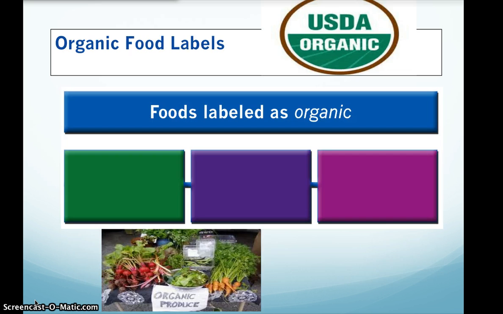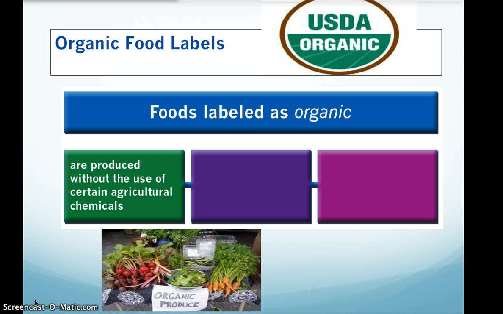Now, organic. A lot of us have heard how important organic is or how good organic is. If something is labeled organic, there are some requirements that have to be met. One, they have to be produced without the use of certain agricultural chemicals. So a lot of times we're using herbicides and pesticides to maybe help the food grow, to help keep the insects away from the food, etc. If something is organic, once again, it has to be produced without the use of certain agricultural chemicals.